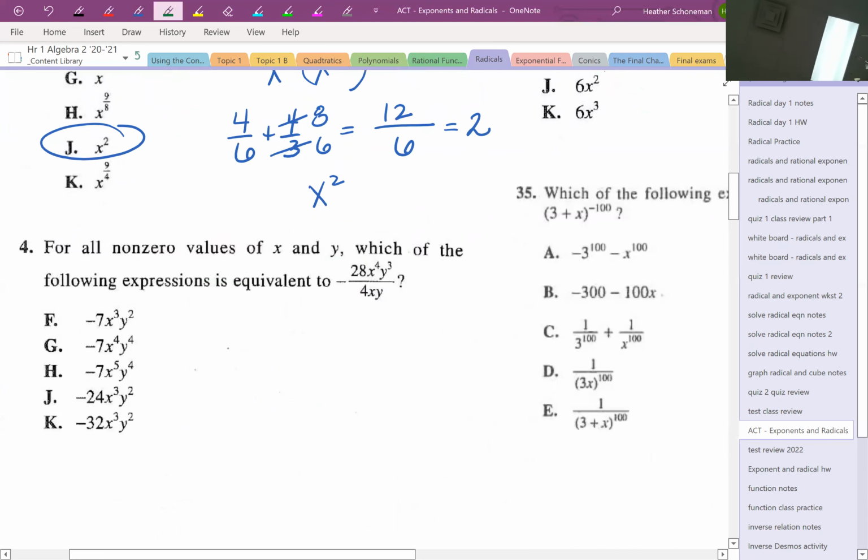So we know we got the negative out front. 28 divided by 4 is 7. So now these answers are gone. We have 4 x's on top and 1 on the bottom. We cancel and we get x to the 3rd. So this is the only possible answer, but we can check it.